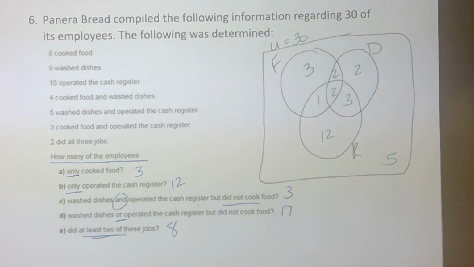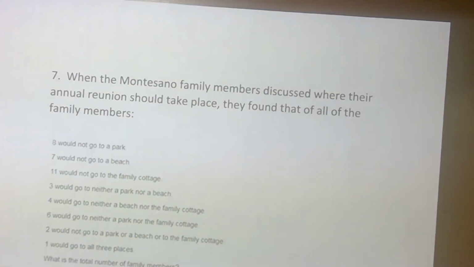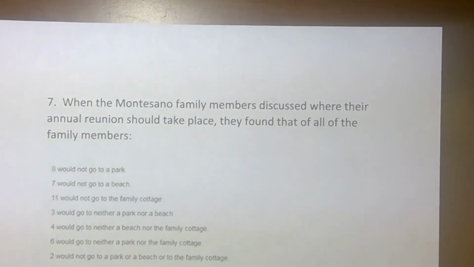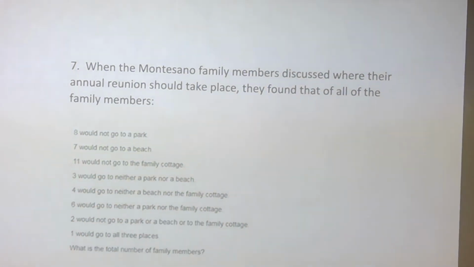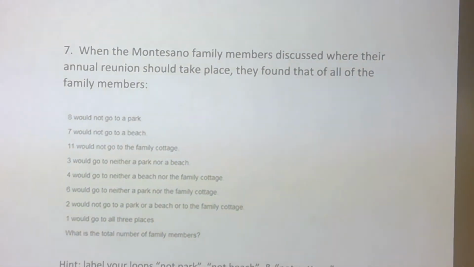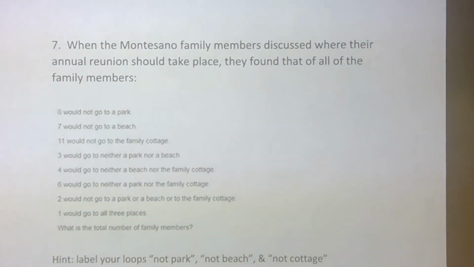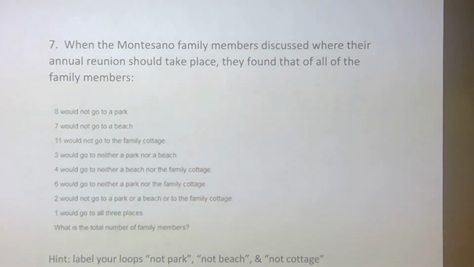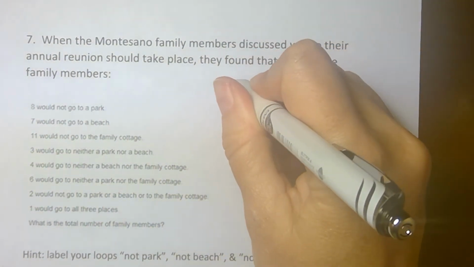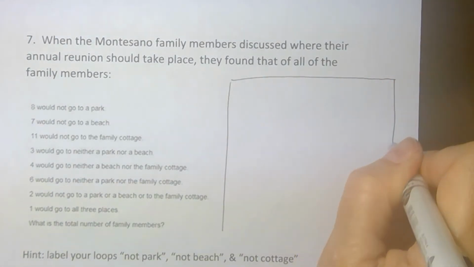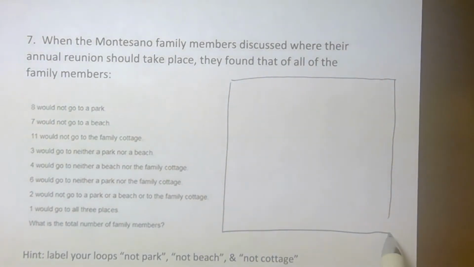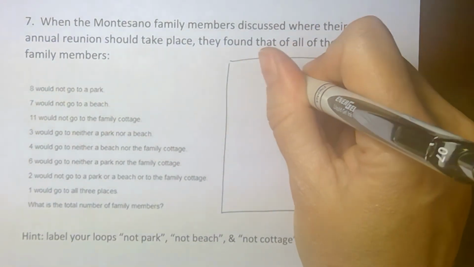Okay, we have one final question on the back, number 7. When the Montesano family members discussed where their annual reunion could take place, obviously pre-pandemic times, they found that of all the family members, you have some people who don't want to do stuff. So when we set up our Venn diagram, we're going to set it up that way. You can set it up the opposite way. It's a little bit more confusing. If we set it up as not park, not beach, not cottage, that makes life a little simpler.